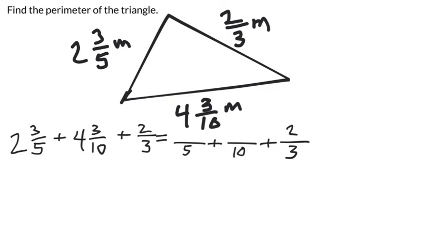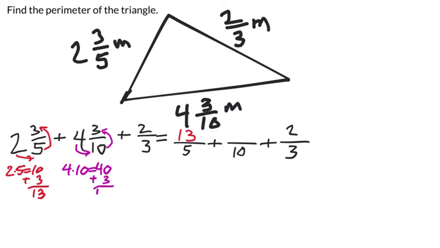So cycle method now. This will give us a new numerator for 2 3/5. So that would be 2 times 5, which is 10. Then add the numerator 3, which is 13. So that's our first numerator of 13, 13/5. And then the second numerator will be 4 times 10. Just using cycle method, that's 40. And then add the numerator 3 to make that new numerator 43. So 43/10. So I have 13/5 plus 43/10 plus 2/3.